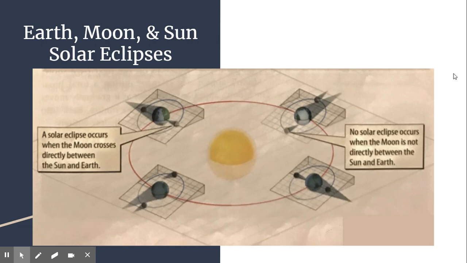Only in that upper left corner and that lower right corner is the moon's orbit directly in between the Earth and the Sun. So there's really only 2 points on the Earth's orbit around the Sun where that moon is directly in between that Sun and that Earth.